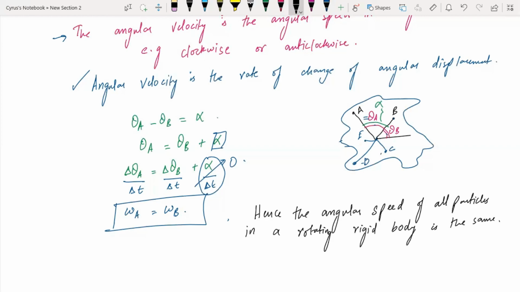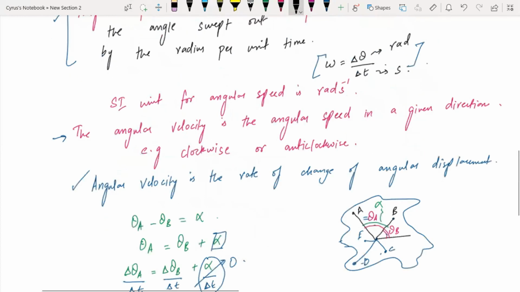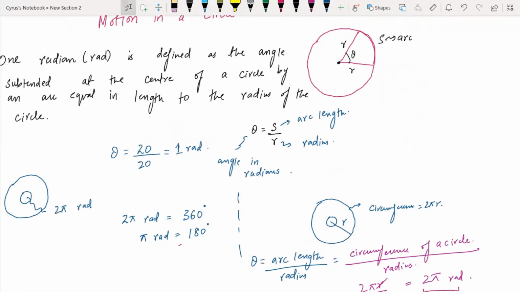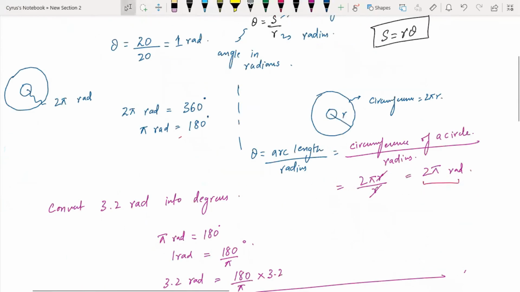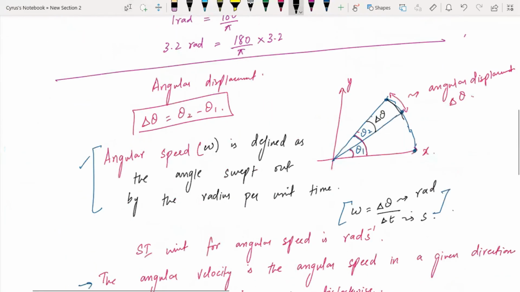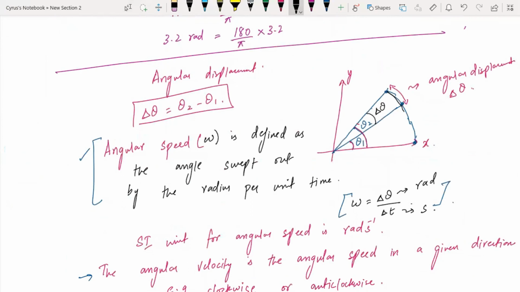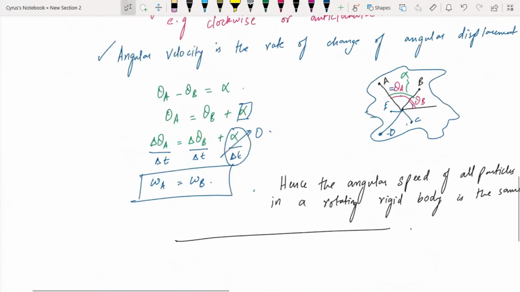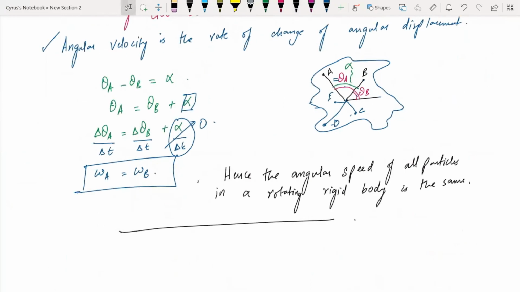Omega is the same everywhere, right? So far we talked about the angular displacement, and this very important formula, S is equal to R theta, which will be used a lot in different questions. We also saw that theta is 2 pi radians in a circle. Angular displacement is delta theta, angular speed is omega, and we checked that omega is going to remain the same.